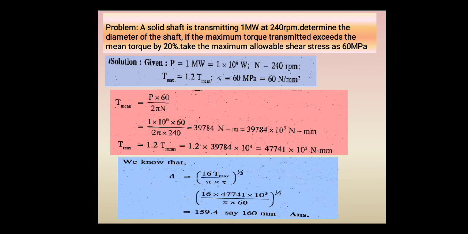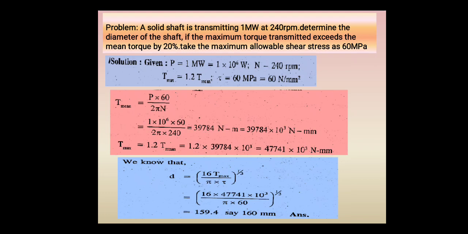So first you have to write what the given data are. In this problem a solid shaft is transmitting, which means power P is given as 1 megawatt. You have to write it in terms of watt. So here mega is nothing but 10 raised to 6. That's why 1 into 10 raised to 6 watt you have to write. Then at 240 rpm, nothing but n value. n is equal to 240 rpm. Determine the diameter of the shaft.